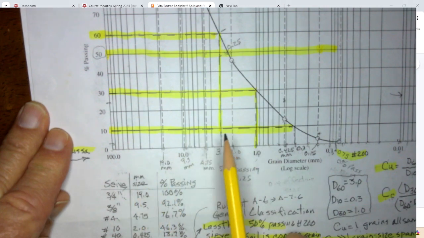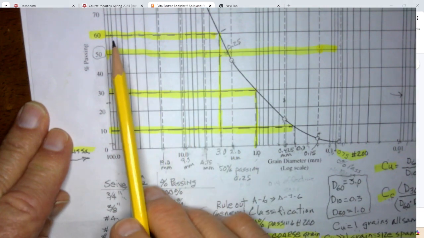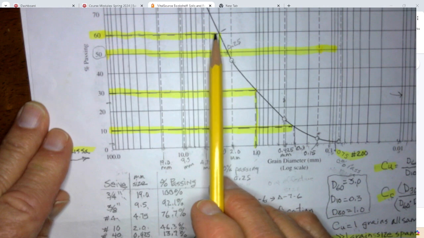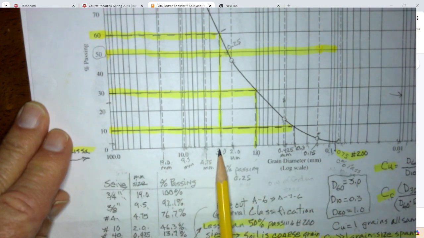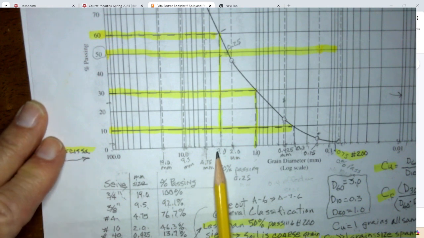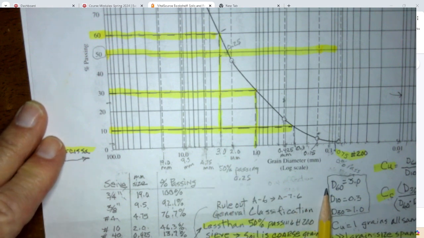We can see a 3 here. So here's the 60, and we're going to go across till we hit the curve, and then we come straight down, and that particle size for the D60 is going to be 3. So let's go over here and look where I wrote them. D60 particle size is 3 millimeters.